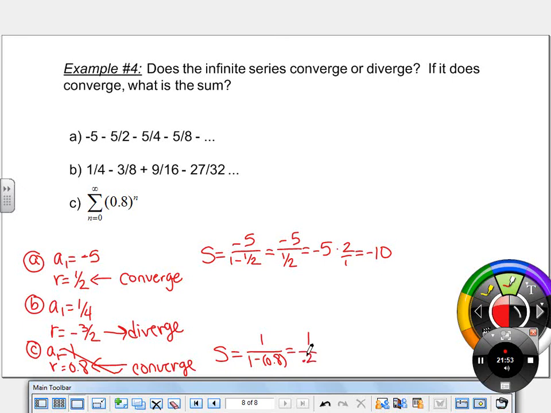Okay? And you can actually write this out. So 0.2 is the same as 2/10 or 1/5. So you can look at it that way, or you can look at it as 1 divided by 0.2, in which you'd have to move the decimal over. Either way, you would end up getting 5.